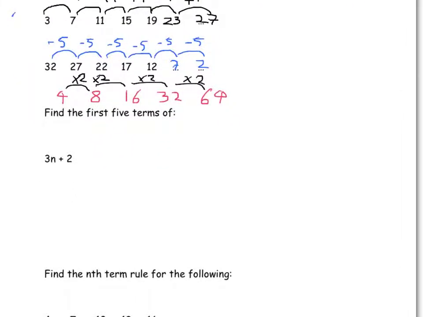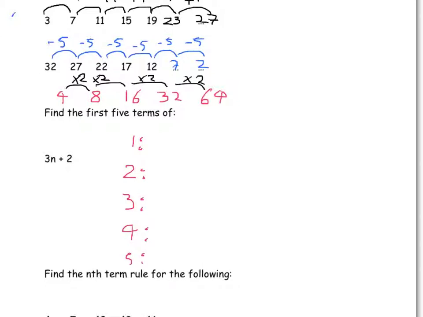Next skill you need to know to do with sequences is how to find the first 5 terms of a sequence. Now, as I said earlier on, the first number in a sequence is called the first term, second term, third term, fourth term, fifth term. Now, this is the rule for a sequence. It says 3n plus 2. But what is the value of n? Well, n is whatever number in the sequence you're looking for. So if you're looking for the first term, n is 1. If you're looking for the second term, n is 2. Third term, n is 3. Fourth term, n is 4. Fifth term, n is 5.